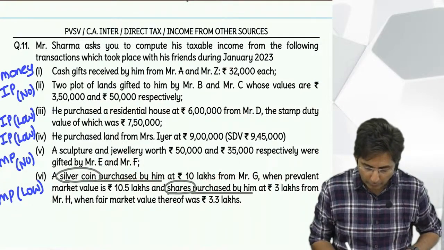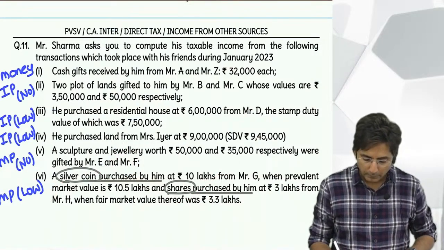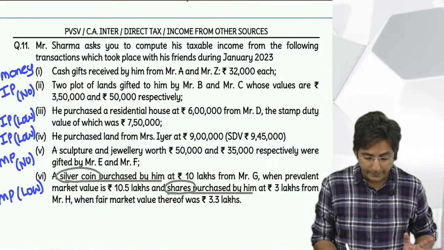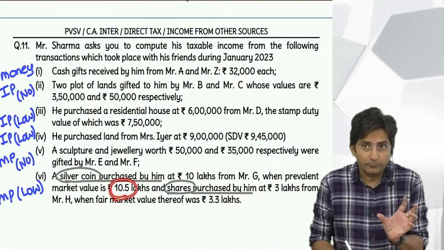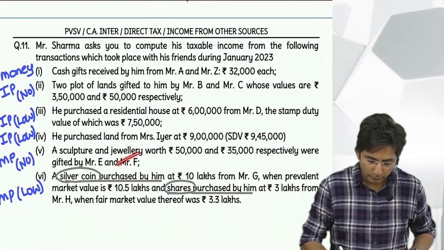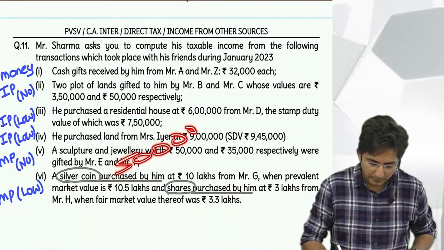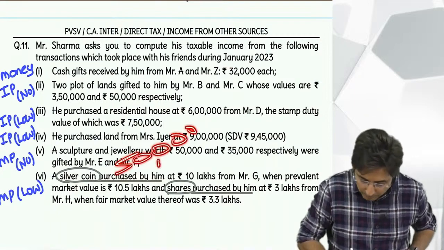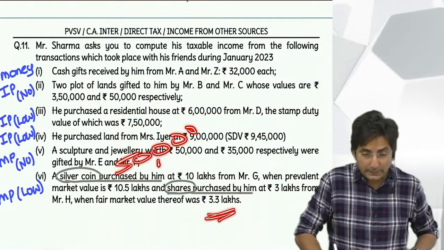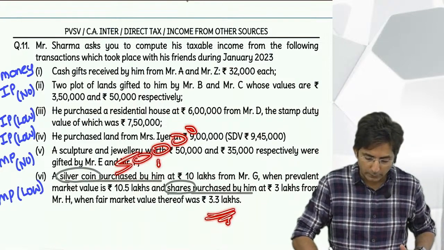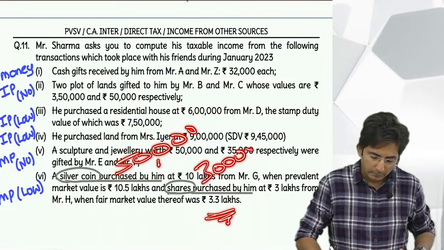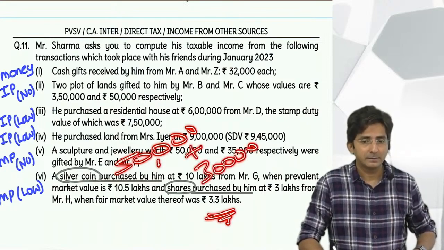But you have to see the difference. Tell me, in silver coin what is the benefit you got? 50,000, because a coin had a market value of 10.5. I have paid 10. So a difference of 50,000 only. So your benefit of 50,000. And in shares, market value was 3.3 lakhs, but I paid 3 lakhs. So the difference is 30,000. So your 30,000. You have to aggregate this.